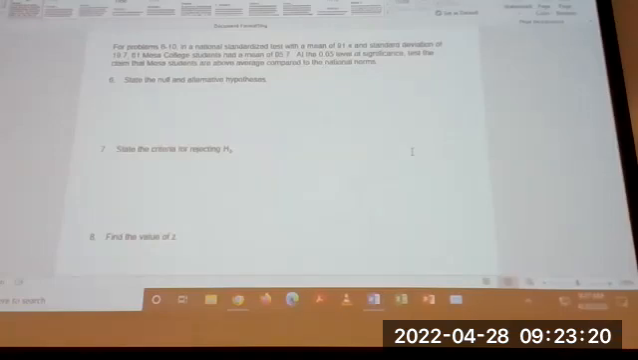That looks good. Mesa students' test scores are above average. You could use some wording like that, because it's a standardized test.